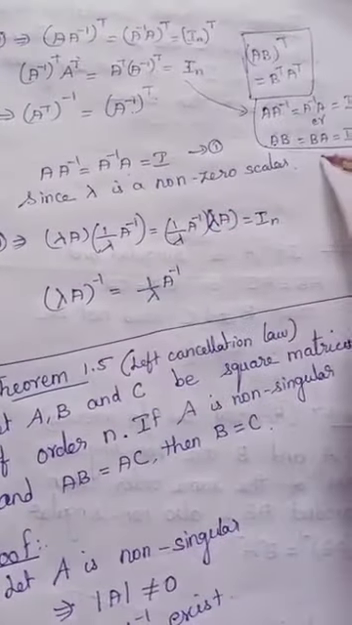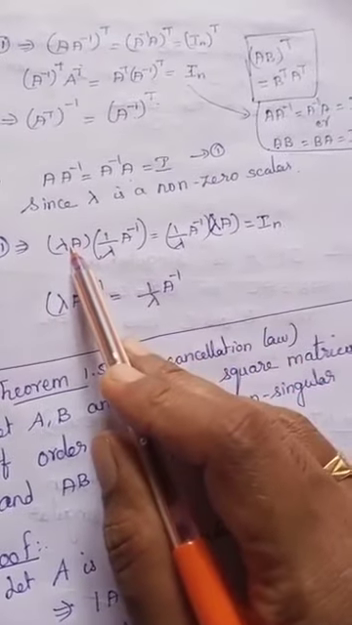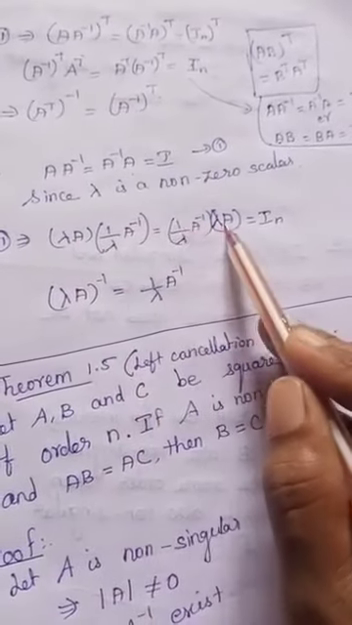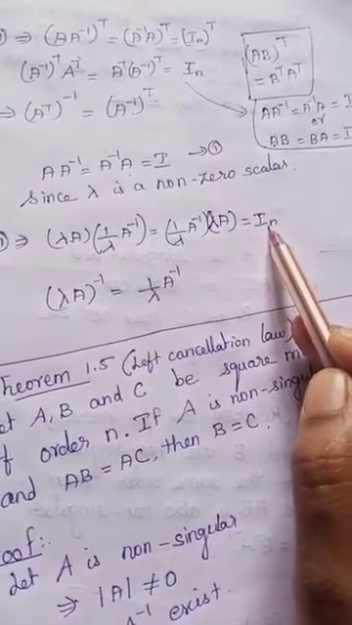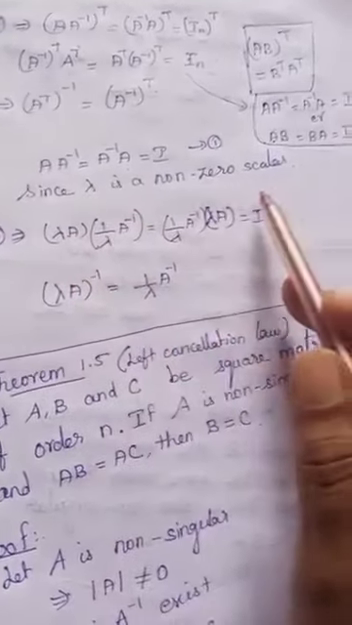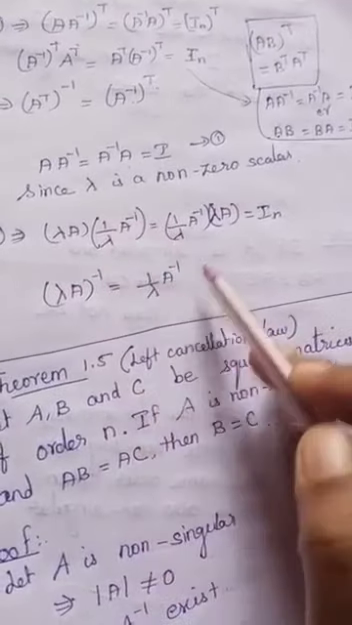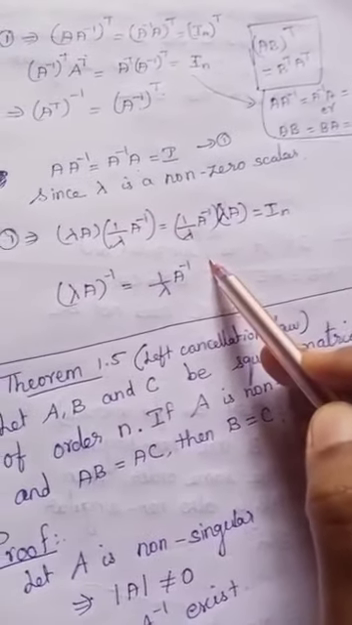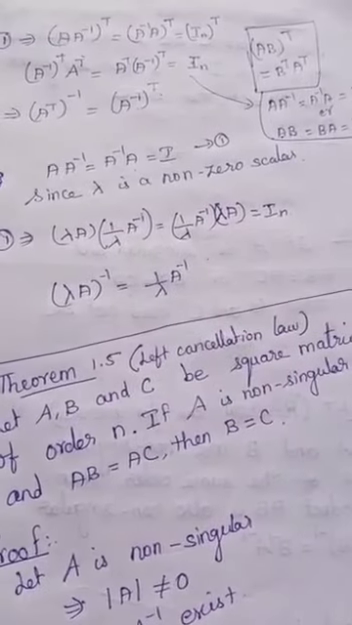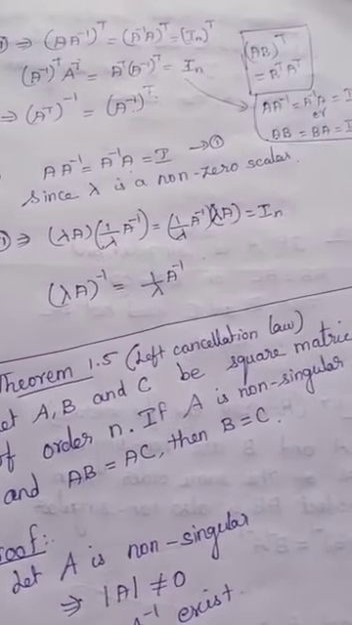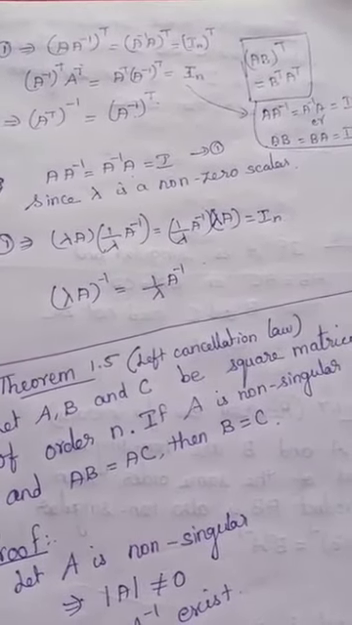Now the same thing, A into B equal to B into A is equal to I. So it's very simple. A is the inverse of B. So I can write (lambda A) the whole inverse is equal to 1 by lambda into A inverse. Is it clear? This is the first theorem.